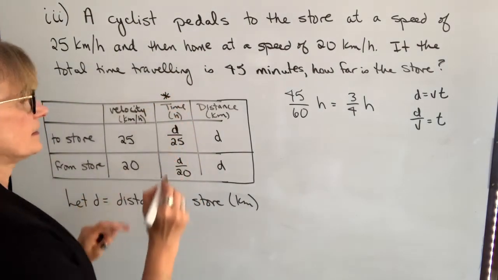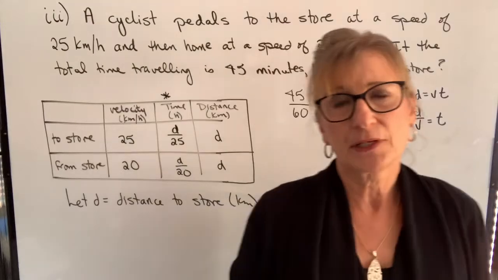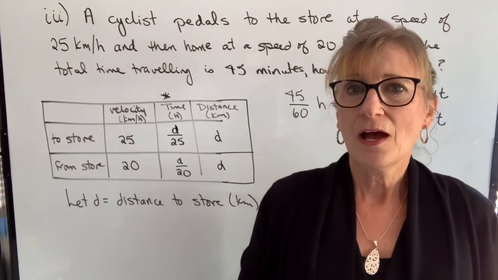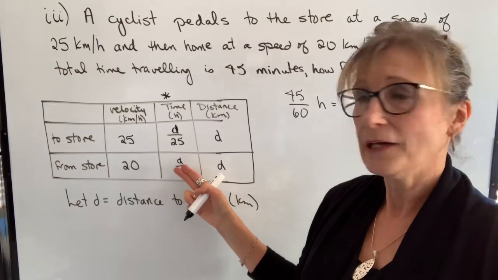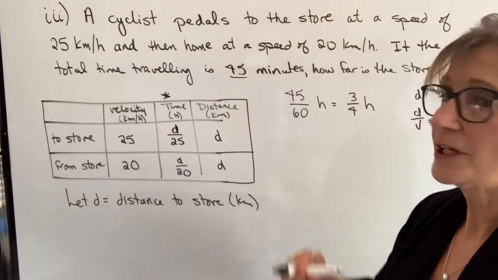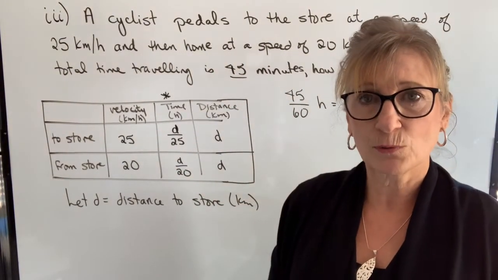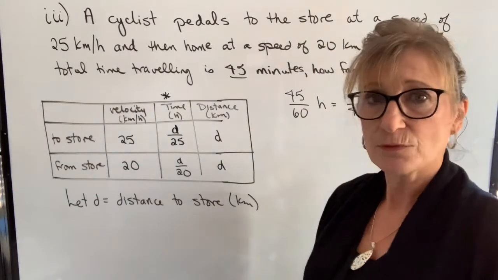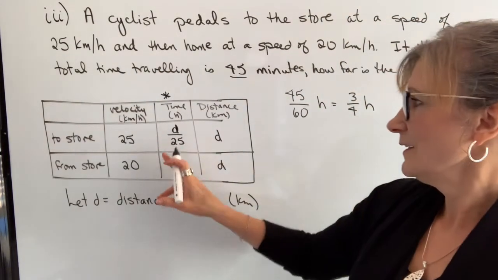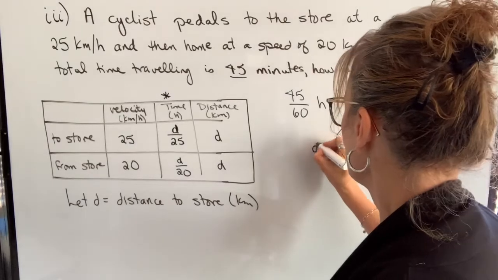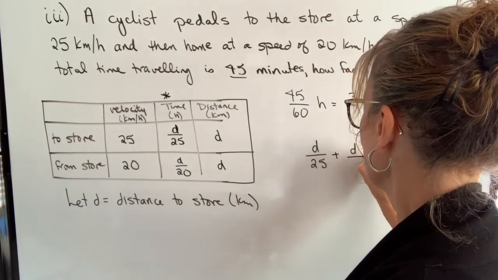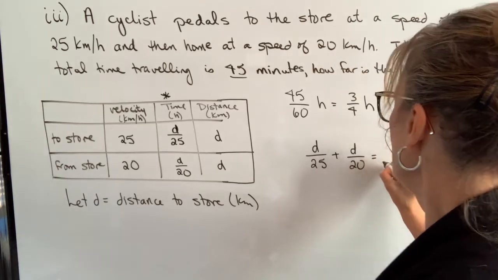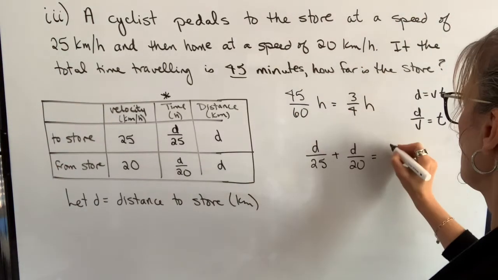And this is the thing I want to make my equation about, the time. I know that these times are different, but I do know that they should add up to equal 45 minutes or 3/4 of an hour. So that's what my equation is going to state. The time to the store plus the time home will equal the total time traveling, which is 3/4 of an hour.